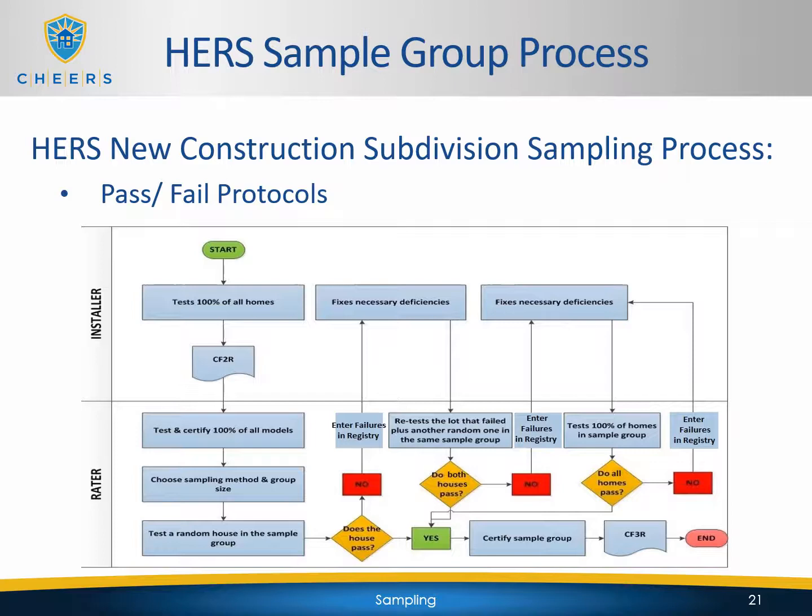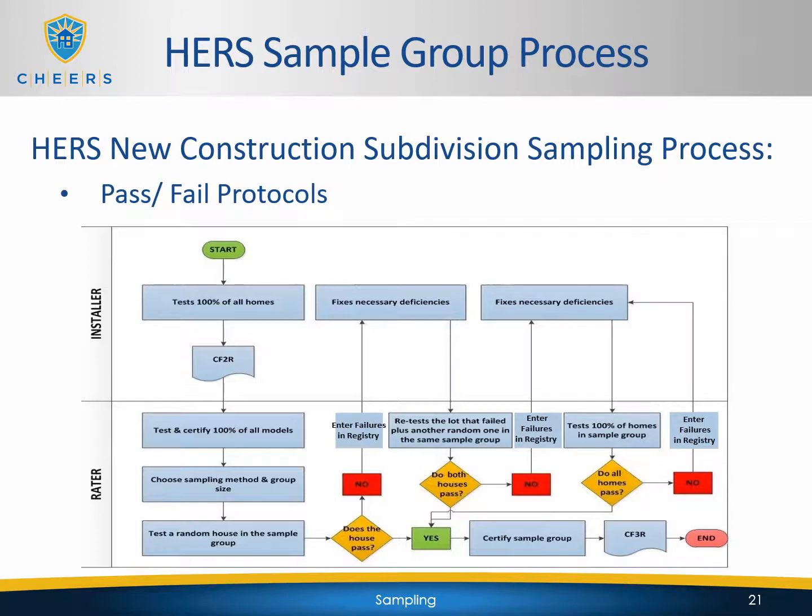Because it would be biased if the installer or the builder told you which house to test. If the first house passes, great. You certify the whole group. You create the CF3Rs for every single home in that group. You give them to the builder, and it's done.